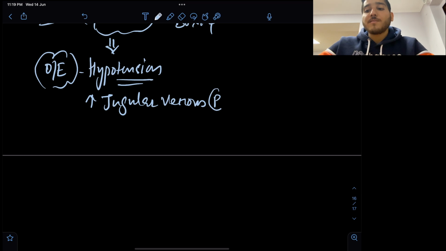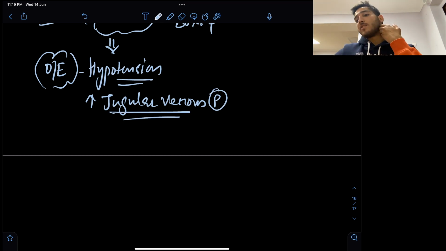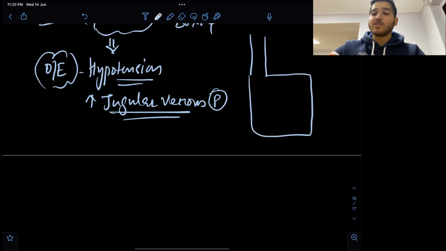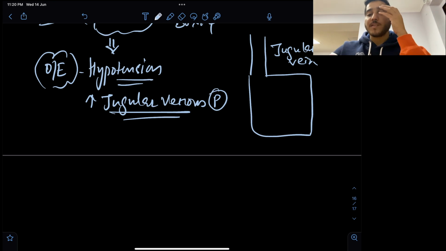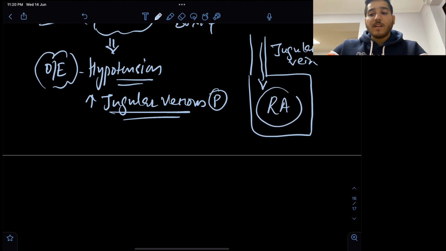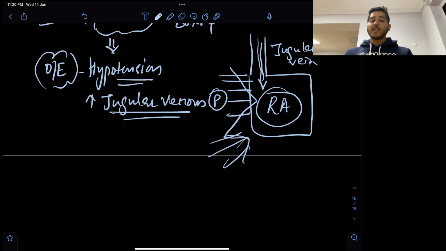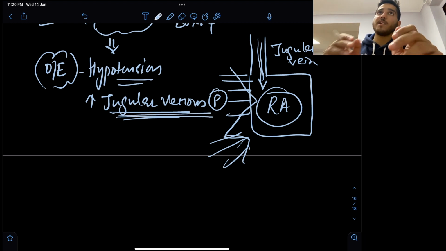What is jugular venous pressure? We have jugular veins. The jugular veins take blood from the cephalic part, from the brain, and deliver this blood to the right atrium. If the right atrium is constricted because of some pressure from outside, the jugular veins won't be able to deliver blood to the right atrium, and then there will be increased jugular venous pressure because the blood will accumulate in the jugular veins.